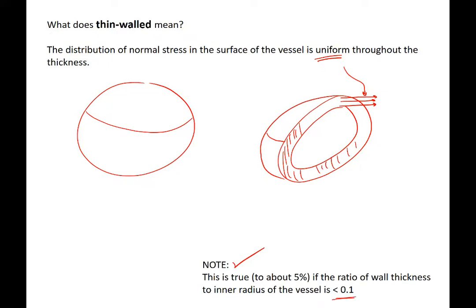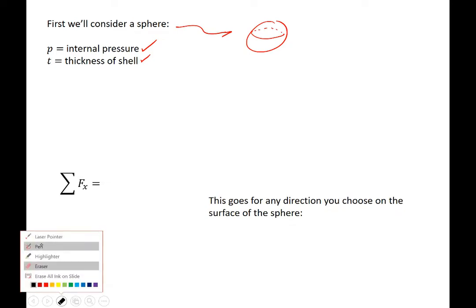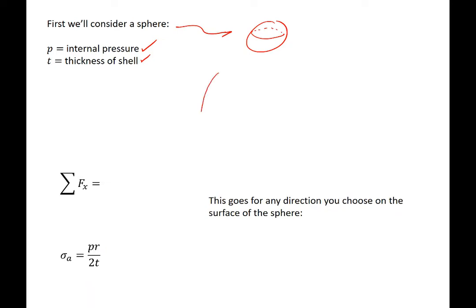So let's take a look at how we're going to actually analyze this thing. First, we'll consider a sphere. Just like I drew a minute ago, we have some sort of a sphere like this. The internal pressure inside that sphere is P, and the thickness of the shell is t. What we're going to do is draw, again, a sphere that's been opened up a little bit. Actually, let me change the look of that a little bit. I want to turn it a little bit more. So I've got it like this.